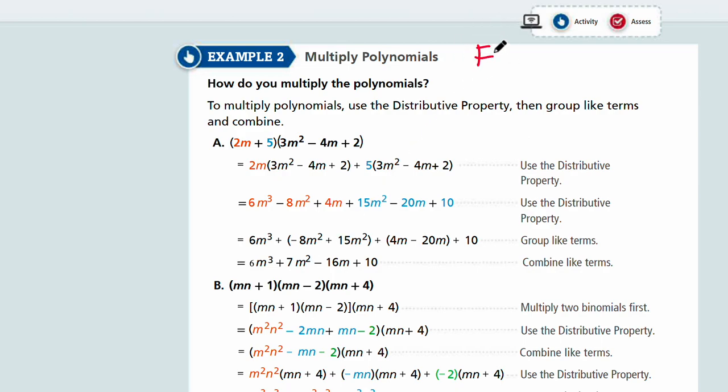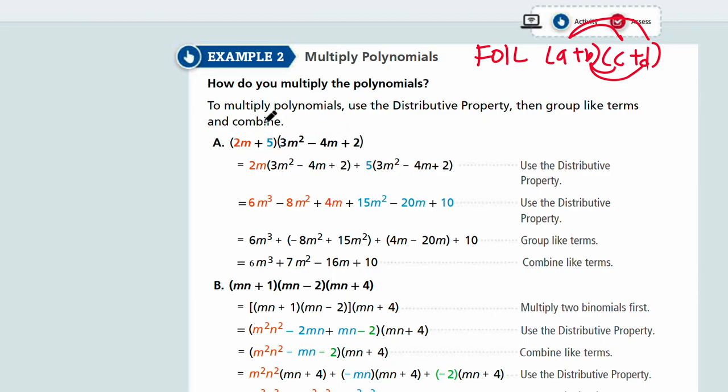Do you remember the FOIL method for binomials? (a plus b) times (c plus d). You're going to multiply first, outside, inside, last. Right? So you just multiply each term one by one. But then what if you have more than 2 terms? Then you do the same thing, but you have to multiply each term by all the terms.